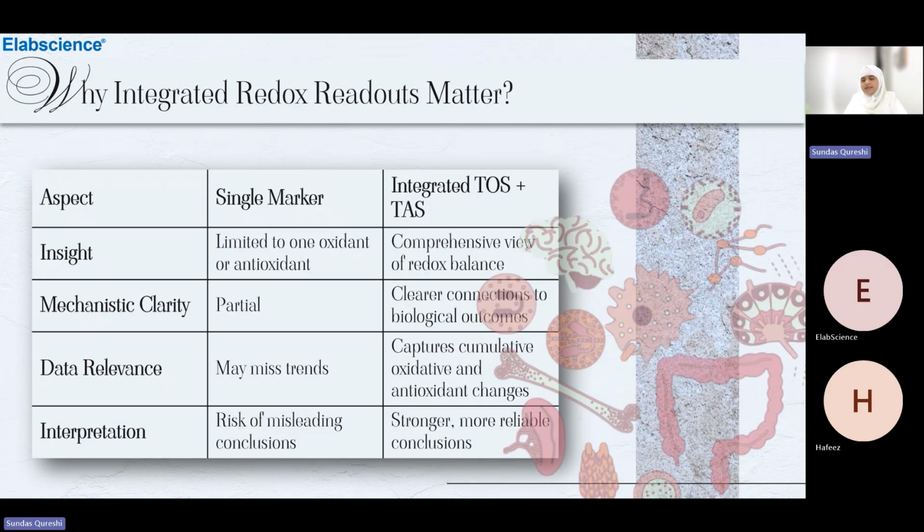To summarize, TOS and TAS measurements provide meaningful advantages across diverse research areas. They also help in tracking of oxidative stress and inflammation, liver injury, metabolic diseases, and therapeutic interventions, which ultimately offers us integrated insights that strengthen the conclusion and improve the biological relevance of the experimental studies.